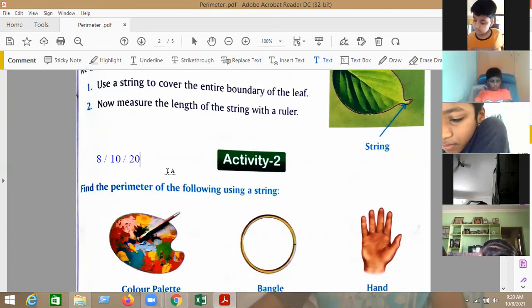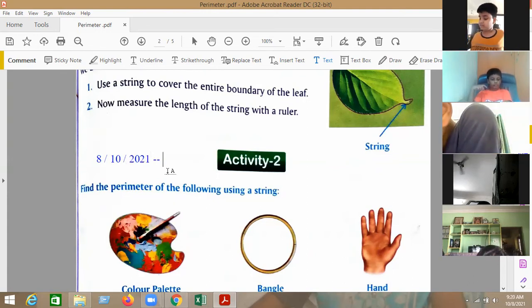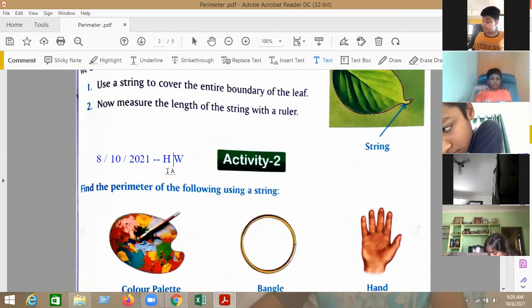Ma'am, I did the first one, but I am not getting how to do it with the thread. You have to keep the thread. Okay. Measure it. This is also homework, children.